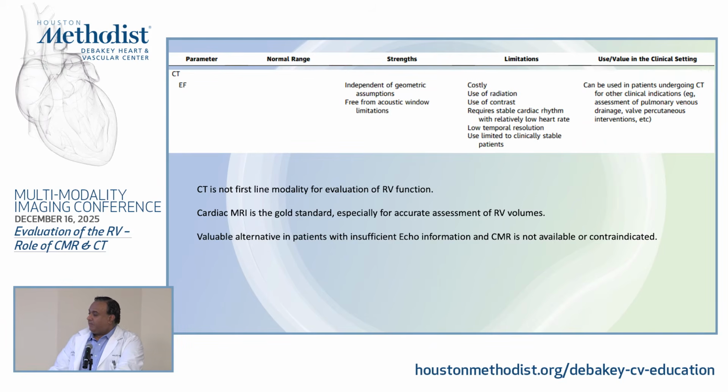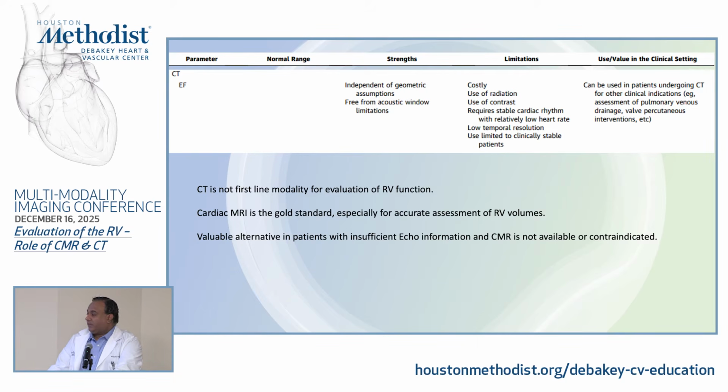The paper goes over the strengths and limitations of the different modalities for evaluation of RV function. For CT, of course, the strength is that it's a 3D acquisition. So unlike echo, it's independent of geometric assumptions and free from acoustic window limitations. But it does involve radiation. And if you're going to evaluate RV by CT, you have to do retrospective gating. So it's even more radiation.